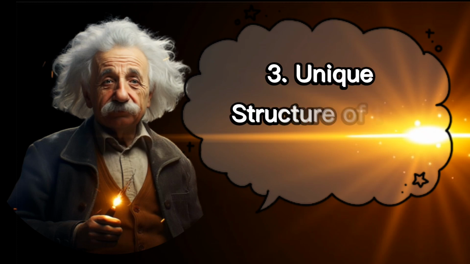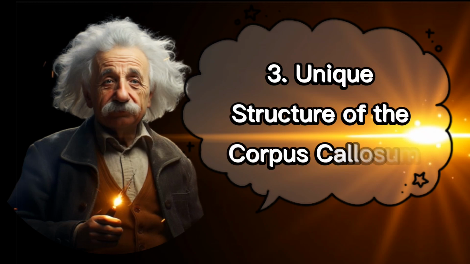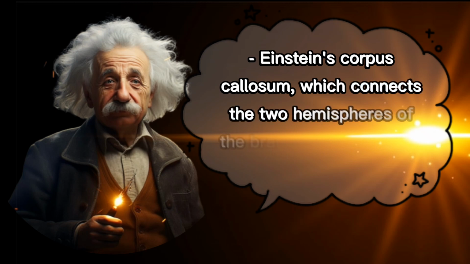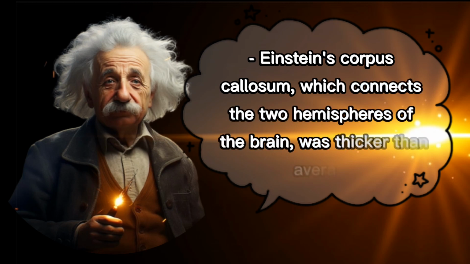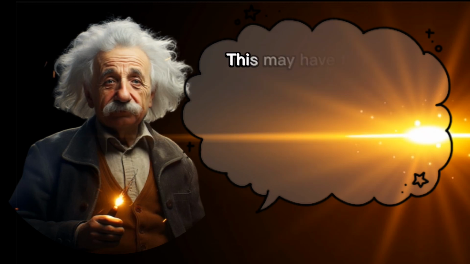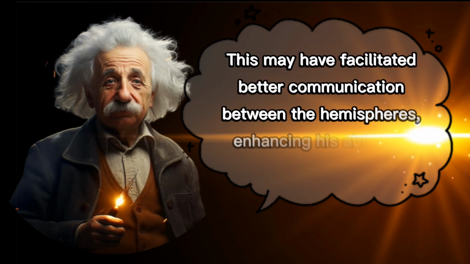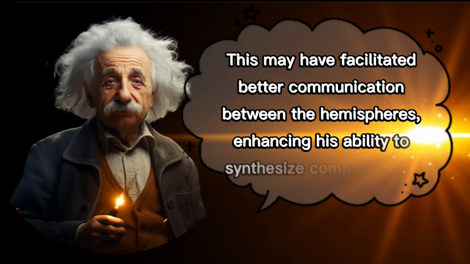3. Unique structure of the corpus callosum. Einstein's corpus callosum, which connects the two hemispheres of the brain, was thicker than average. This may have facilitated better communication between the hemispheres, enhancing his ability to synthesize complex ideas.